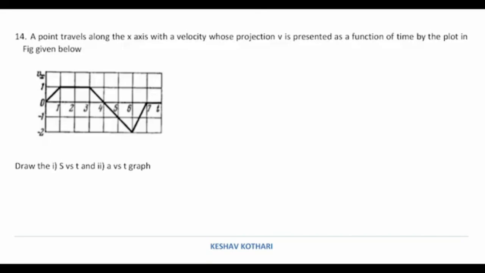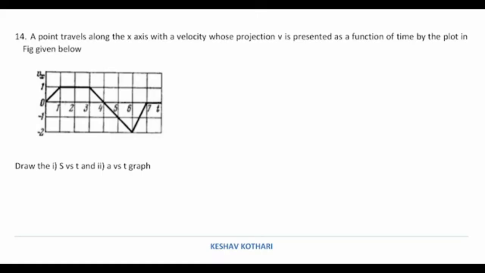A point travels along the x-axis with a velocity whose projection v is presented as a function of time by the plot in the figure given below. We have to draw the displacement versus time graph and acceleration versus time graph. So if we understand this particular question, there are different aspects to it.